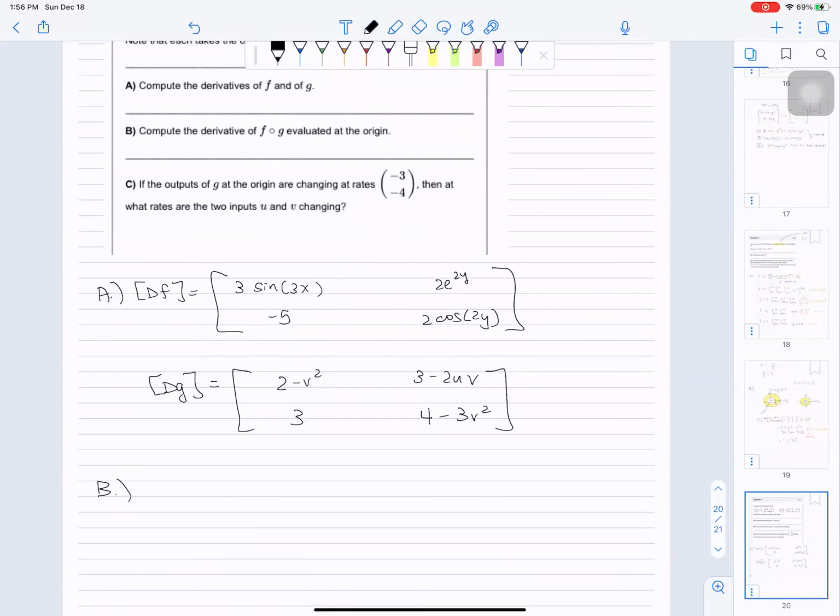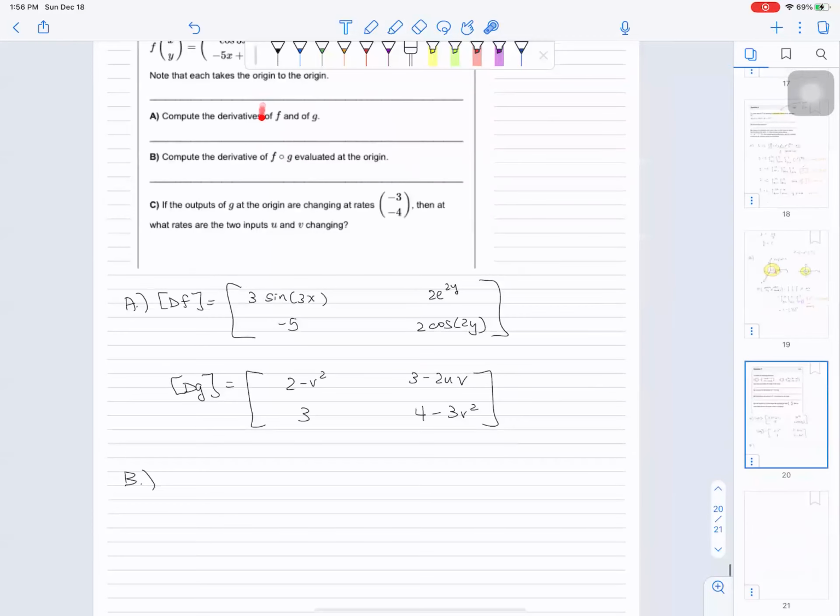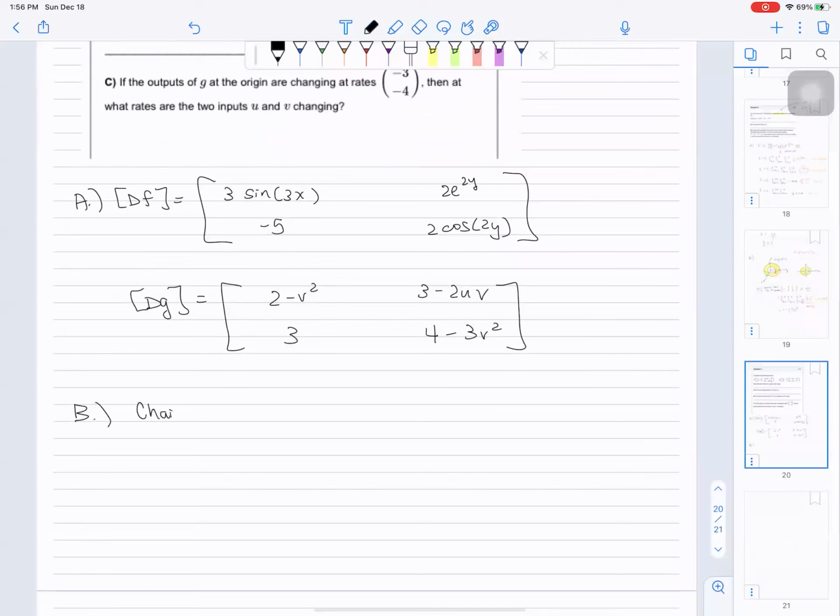Okay. Part B, compute the derivative of this composition evaluated at the origin. So here you want to say, what are you using first? Whenever I see derivative of some composition, think chain rule. Chain rule says that the derivative of f of g at some point A is equal to df evaluated at our innermost function at the point. So this has to be g of A, not just A. And then times dg at A.